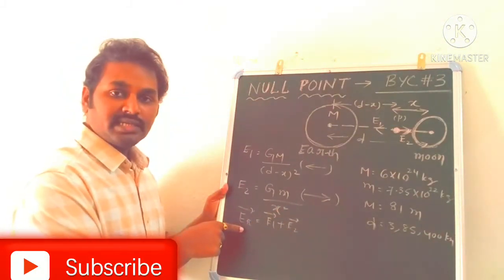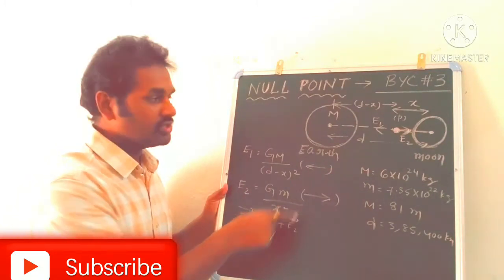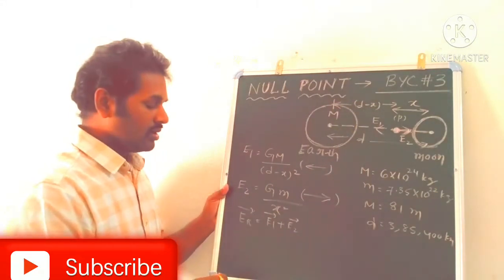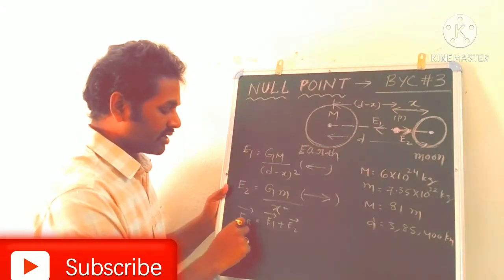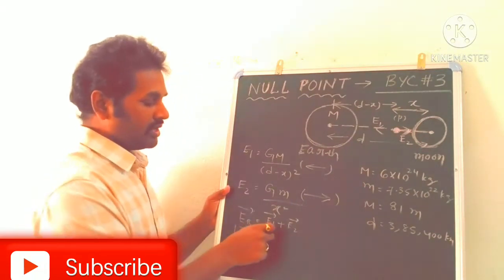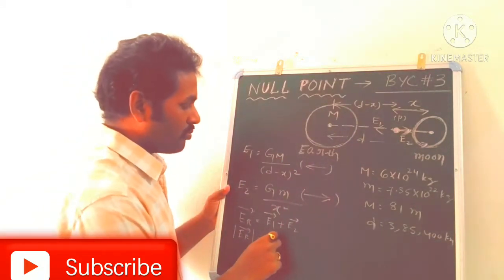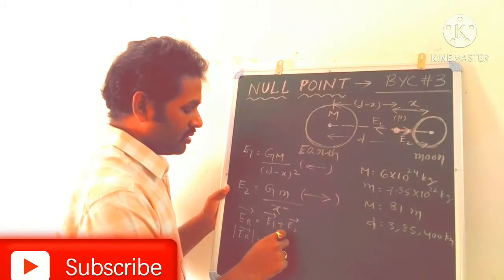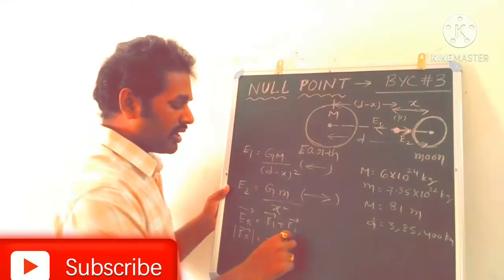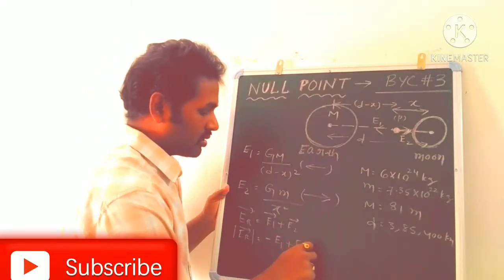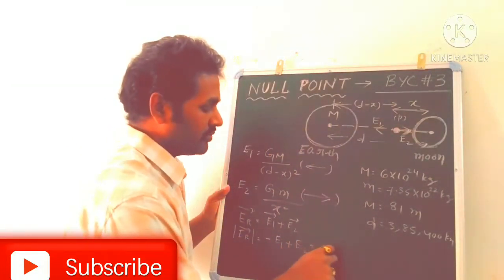The resultant field intensity at any point is the summation of all the field intensities due to all the masses. Taking the magnitude, the resultant is equal to minus E1, since E1 is towards the left and taken as negative, plus E2, since E2 is towards the right and taken as positive. We are expecting that at the point P, the resultant field intensity is 0.